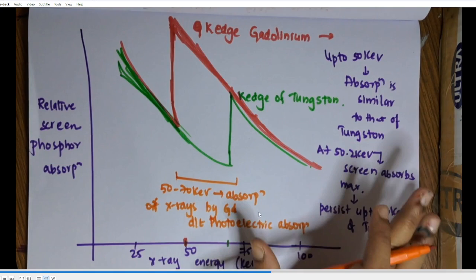Because of the differences in the photoelectric absorption, which is related to the K-edge of gadolinium and tungsten, these 50 to 70 kilo electron volt X-rays are absorbed more by gadolinium when compared to tungsten. The rest of the absorption is similar to that of tungsten.